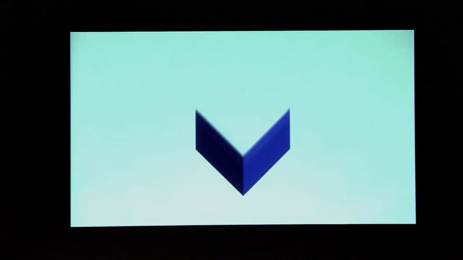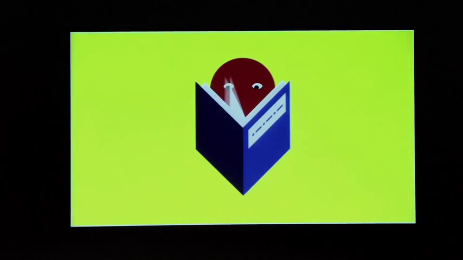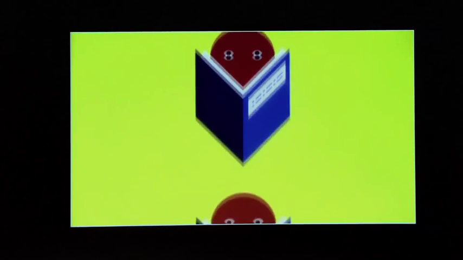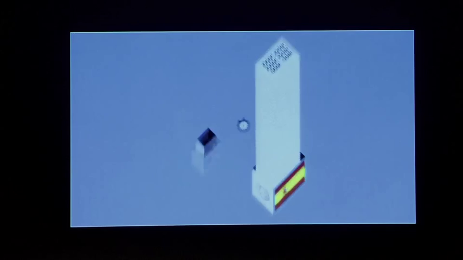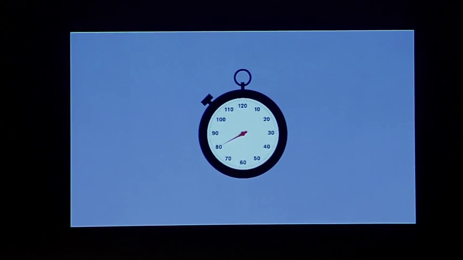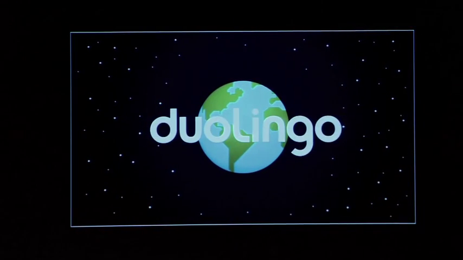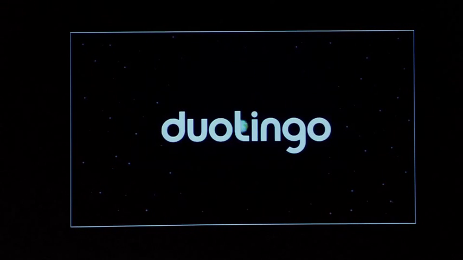To put the potential benefit of Duolingo into perspective, think about this. If 1 million people would use Duolingo to learn, the entirety of English Wikipedia could be translated to Spanish in just 80 hours. Duolingo. Learn a language while translating the web.